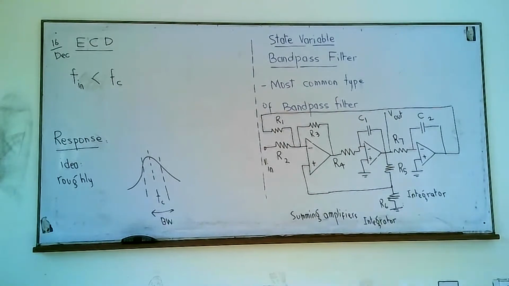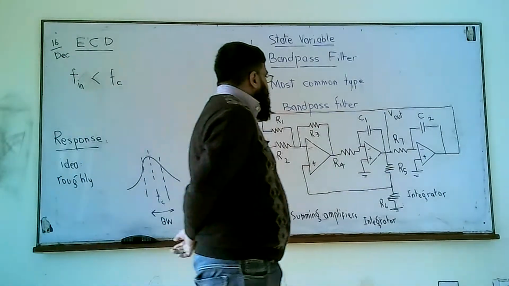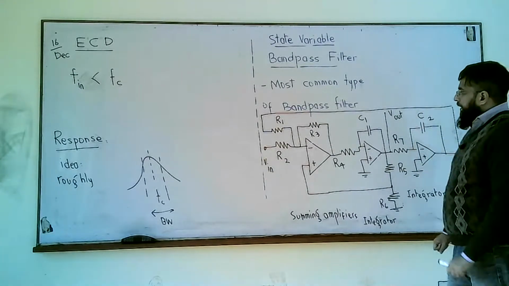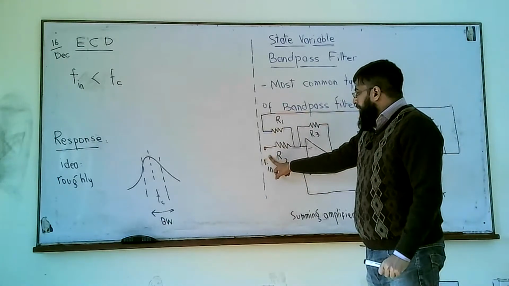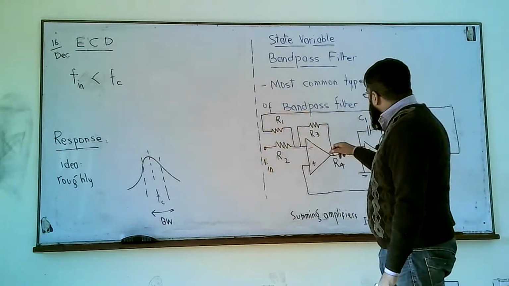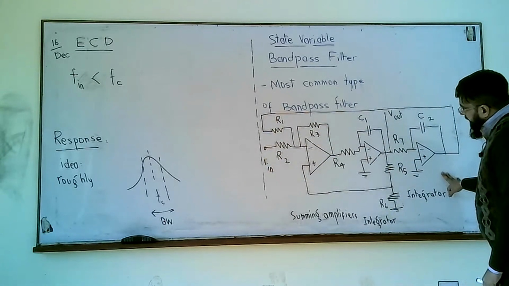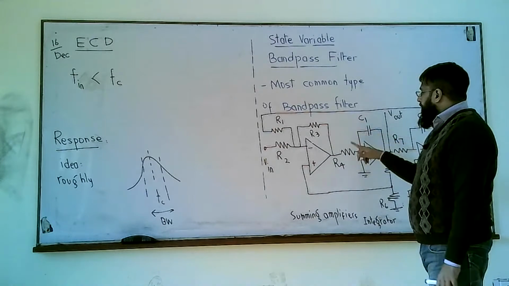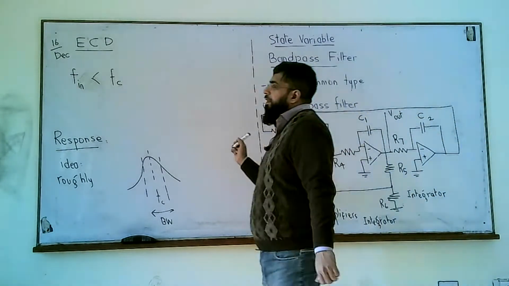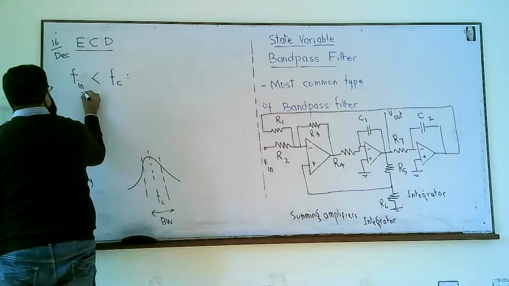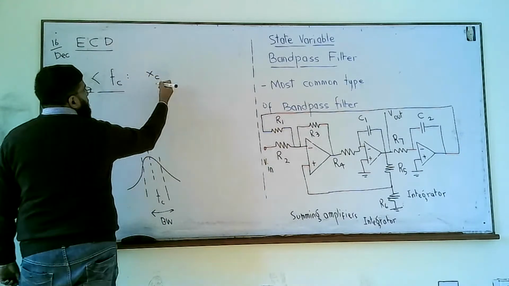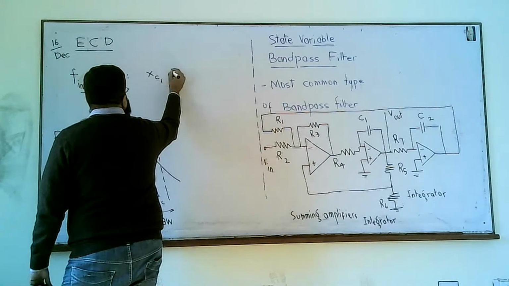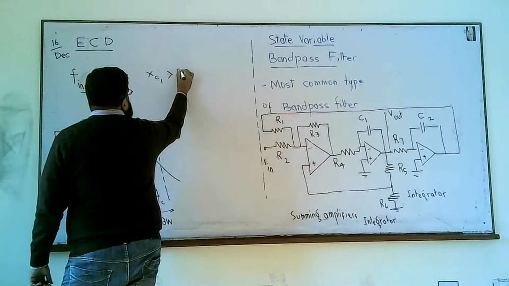So if Fin is less than Fc, we know this is an RC network, and this is also an RC network. When Fin is less than Fc, we have the signal applied here and a signal that comes back after these two integrators. If Fin is less than Fc, XC1 is much greater than R4.